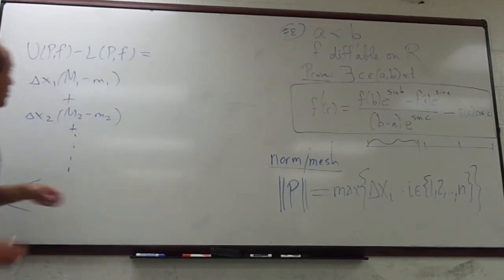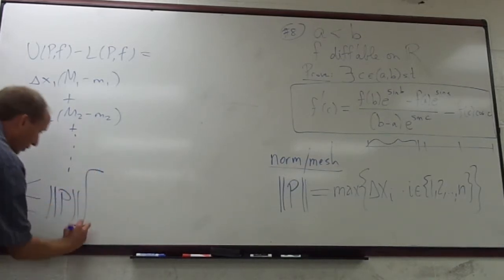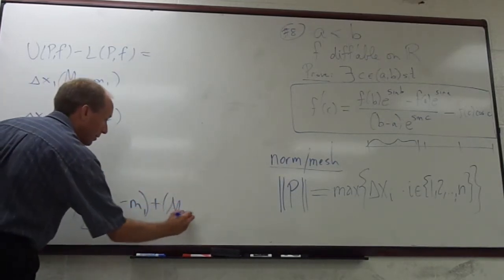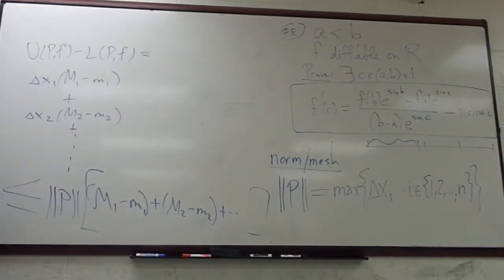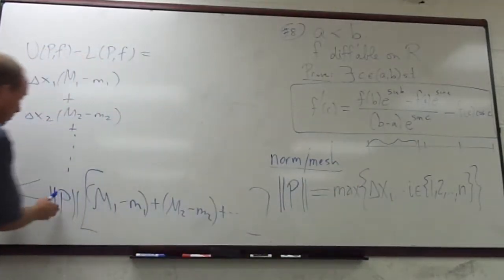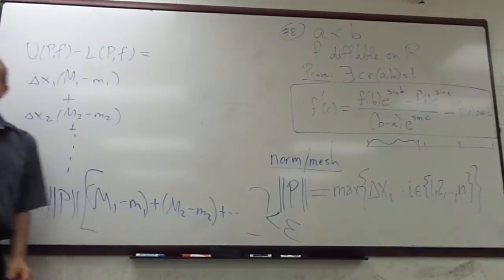Well, one thing you can do is replace all of these delta xi's with the mesh of the partition, and then you just have to worry about the m's in here. I think this was my point earlier. There was a problem where I had not made all the delta xi's the same width yet, but you can always increase them to the largest one, and then build your inequality out of that, and then hopefully eventually get less than epsilon from there.